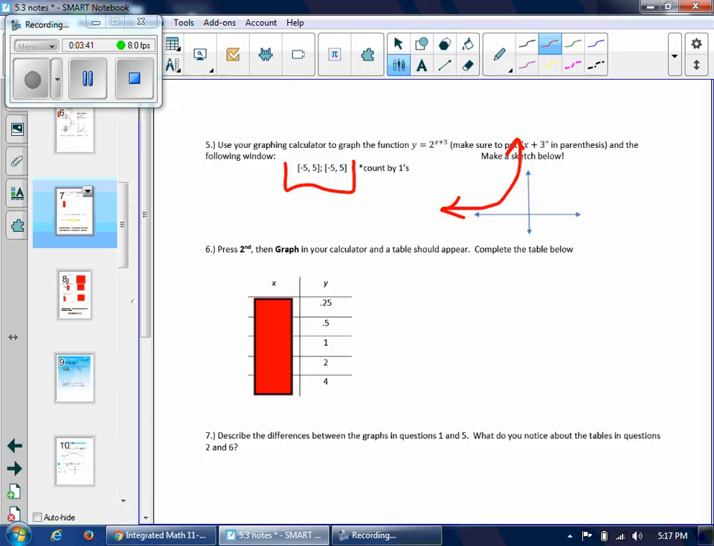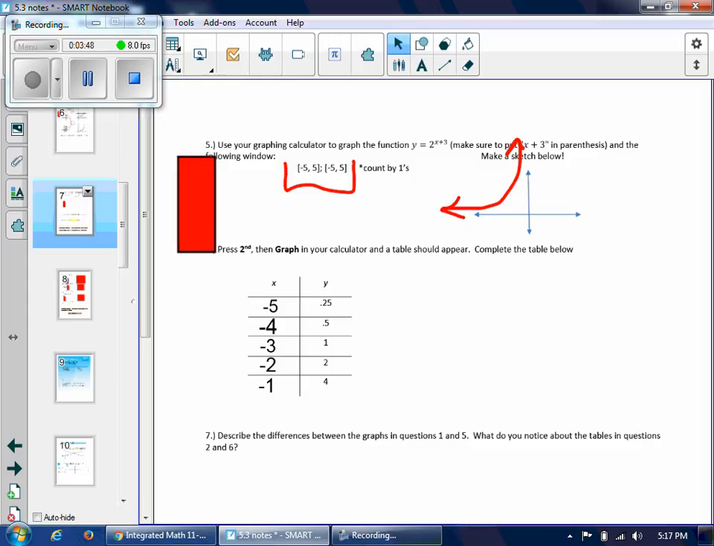Interesting. If you were to press second and then graph, which will give you the table values, you can go ahead and look at what the table will look like. And this is what I got for my table values. Describe the differences between the graphs in question 1 and 5. What do you notice? Or what you could do is take a look at how your values change.